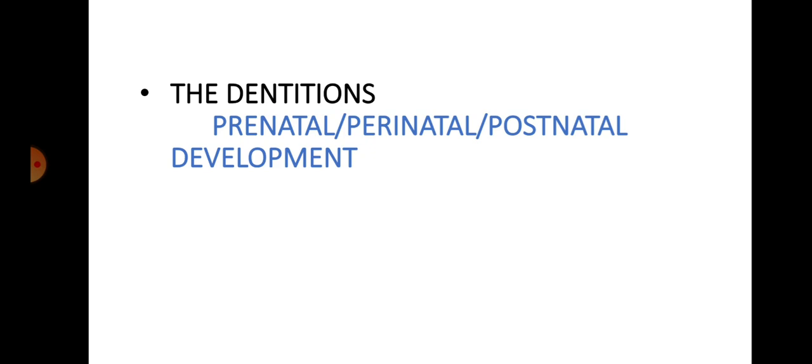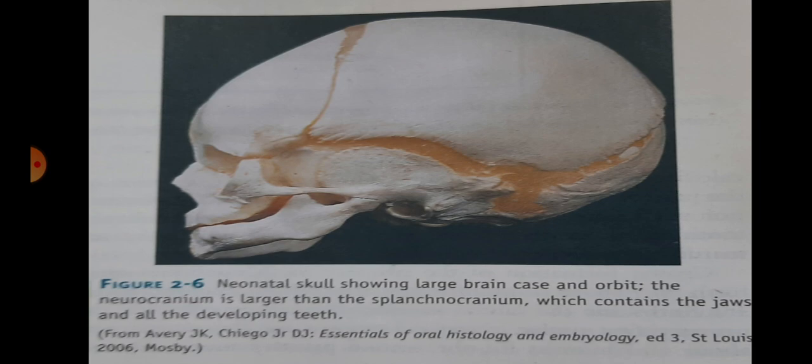However, at this time, the jaws are rather small compared with the large brain case and orbits. The lower face height is small compared with the neurocranium. You can see in figure 2.6, the neonatal skull, showing the large brain case and orbit. The neurocranium is larger than the splanchnocranium, which contains the jaws and all the developing teeth.